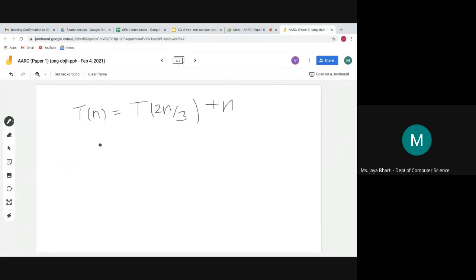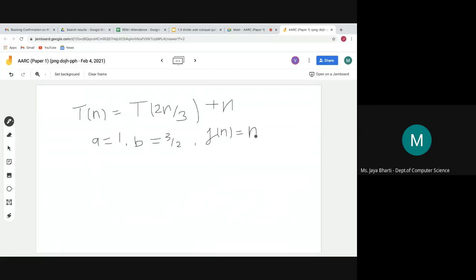Okay, so when you compare, a की वैल्यू हमारी कितनी है, a could be 1 but b could not be 1, क्योंकि अगर हमारा 1 रहेगा तो it will be n by 1 only, so it is not dividing the problem into a number of subproblems. And b की वैल्यू हमारी कितनी है, what is the b value, 3 by 2, and f of n is equal to n only.